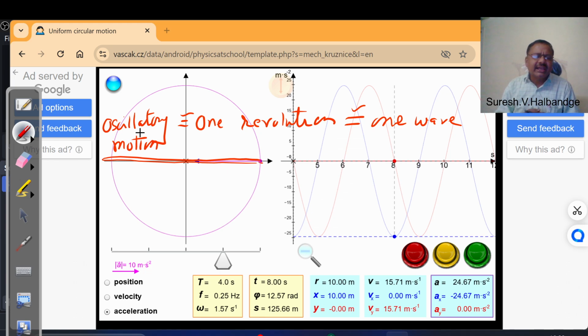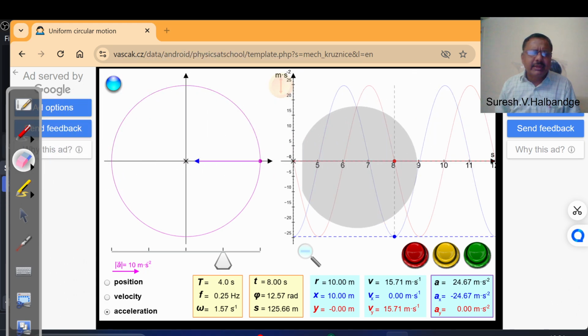Similarly, we have the expressions for time period. Time required for completing one oscillation is called time period in oscillatory motion. Time required to complete one revolution in uniform circular motion is the time period of UCM. Time required to complete one wave is called the time period of wave motion. So in this way, we can have similar definitions.